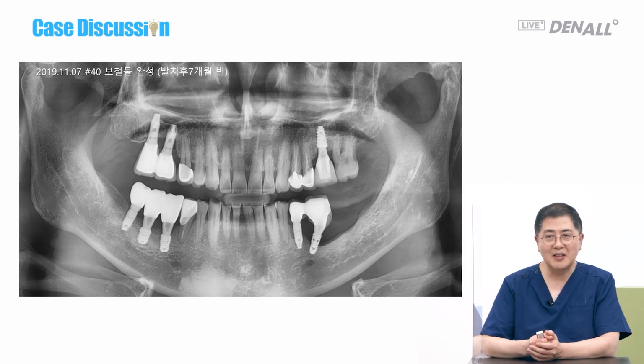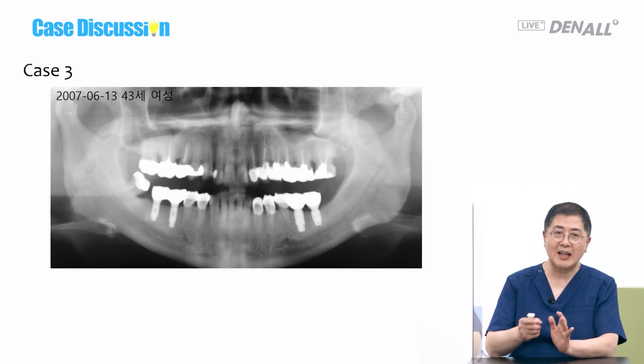I believe some of you are suspicious of using short implants. When short implants can be connected, they function pretty well. So this is my way of dealing with the situation instead of forming bone. This is the last, third case.